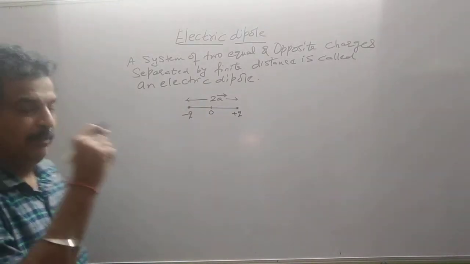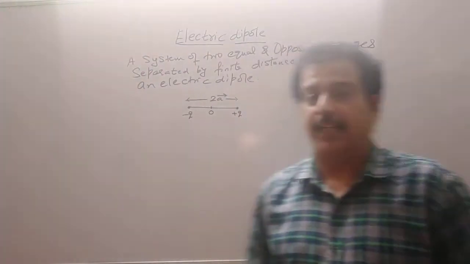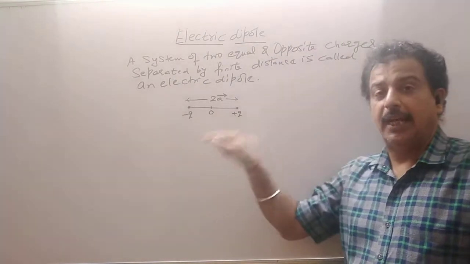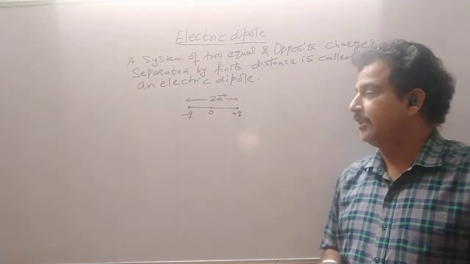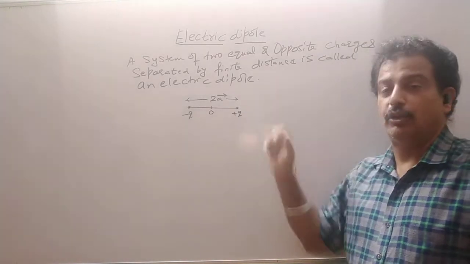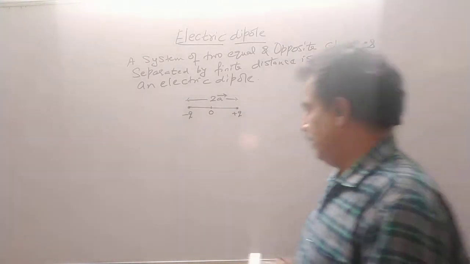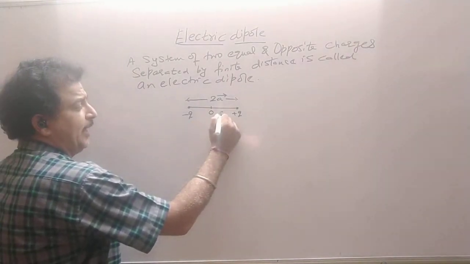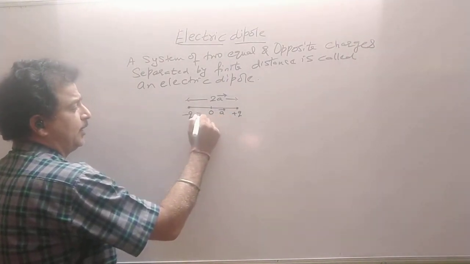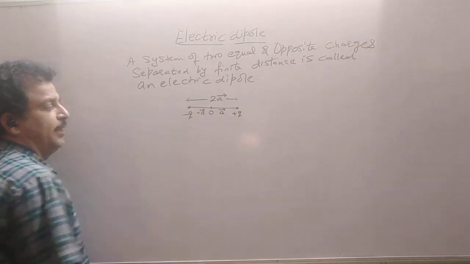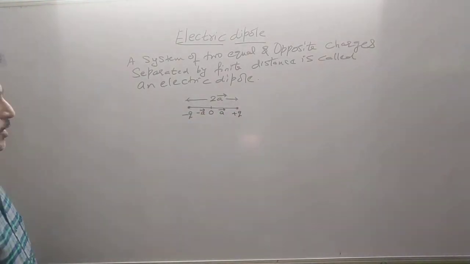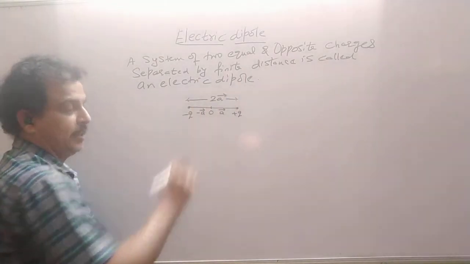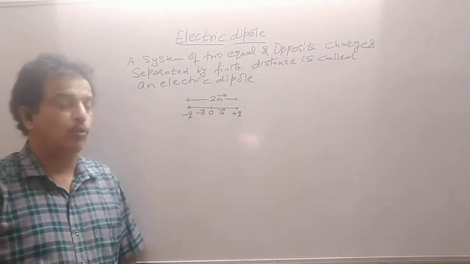So whenever we place a dipole in an electric field, this midpoint will be placed at the origin of the Cartesian coordinate system. So O is the midpoint of a dipole. This distance will be represented by the a vector and this will be represented by minus a vector. Now since we have a separation represented by the 2a vector, it is a vector quantity.